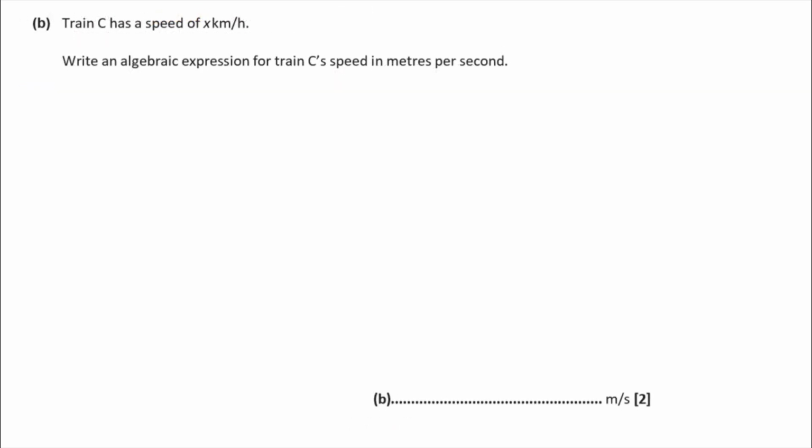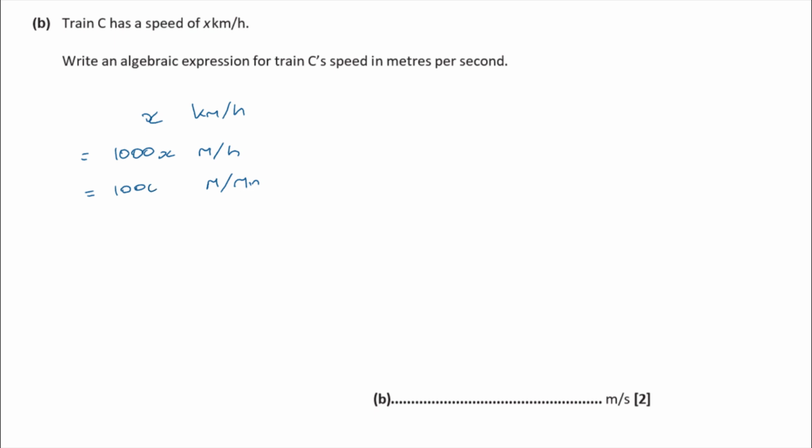Part B says train C has a speed of x kilometers per hour. Write an algebraic expression for train C's speed in meters per second. Okay, so in kilometers per hour, it's equal to x, isn't it? Now if I want to change to meters per hour, I would have to multiply by 1,000, wouldn't I? So that is equal to 1,000x meters per hour. Okay, and then if I want to convert it into meters per minute, then I'm going to have to divide by 60, aren't I? Because there are 60 minutes in an hour.